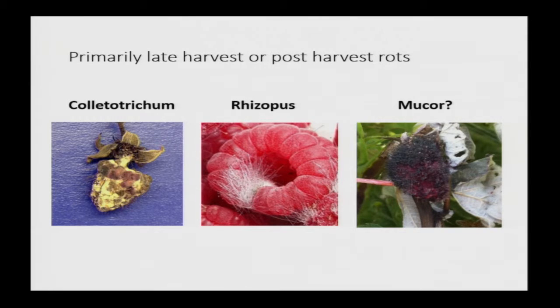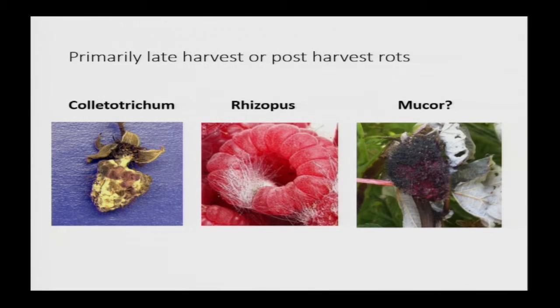And so Colletotrichum is a pathogen that causes anthracnose fruit rot on strawberries, bitter rot on apples, and ripe rot on grapes. It's a really big problem on a lot of our fruits, but we don't really think of it as a raspberry problem. But we did find it as a post-harvest problem in raspberries.